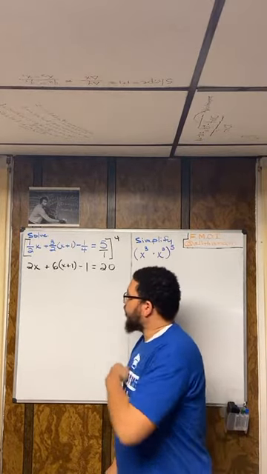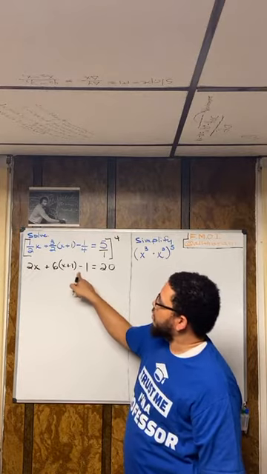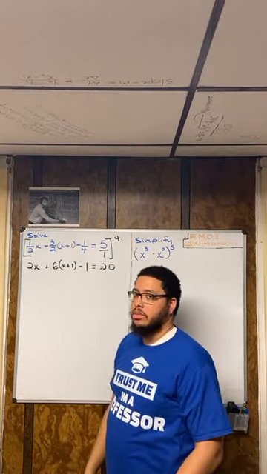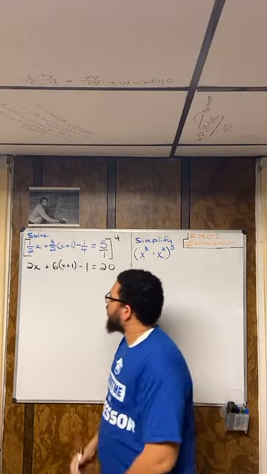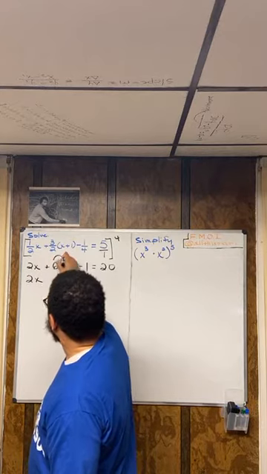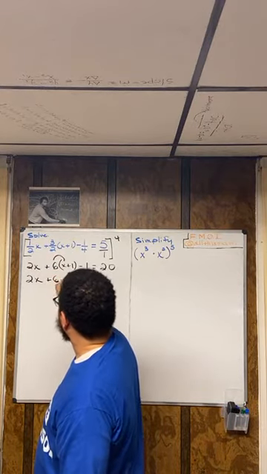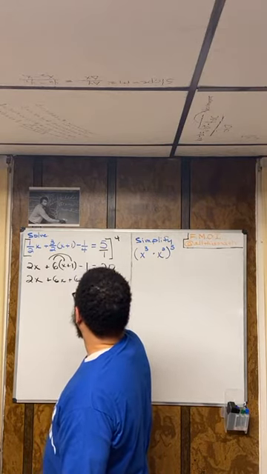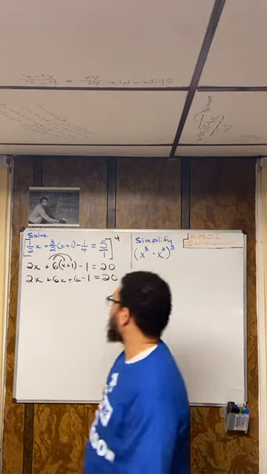Now, the next thing I want to do is get rid of these parentheses, and then combine like terms. That's the order I'm going to work this problem out. So I have 2x, and then 6 times x, which is 6x, and 6 times 1, which is 6, and then I just have minus 1, and then equal to 20.